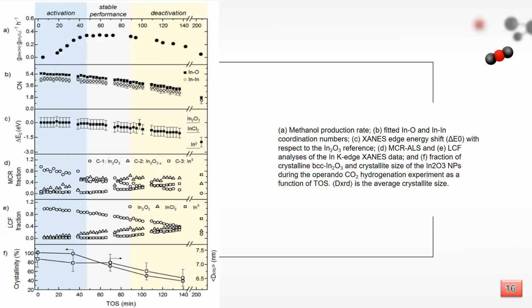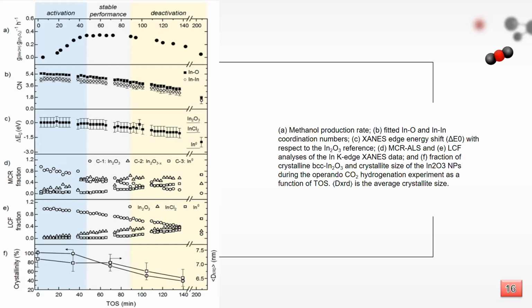In the second graph, you can see the coordination numbers for indium-oxygen and indium-indium decreasing with time. It means that the indium is being reduced, and that's the reason the catalyst is active, because now it's producing oxygen vacancies. But the decrease of the coordination number keeps continuing, so finally the catalyst is deactivated. And you can see the crystallinity of the catalyst at the bottom of this figure.